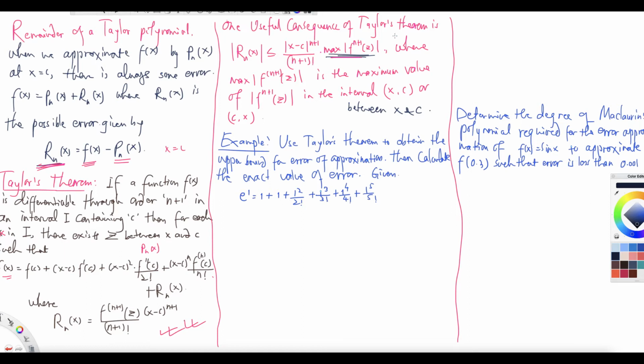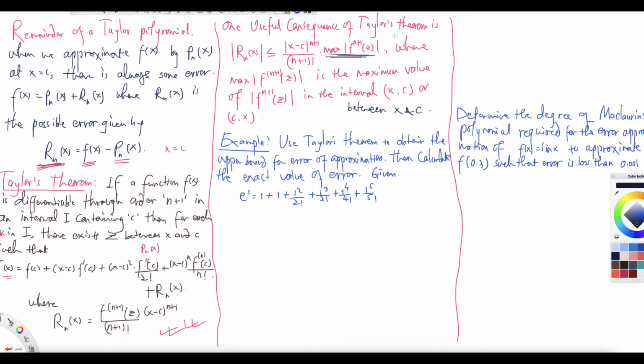Okay, so what it says is basically you can find out the bounds for the error. How big or how small the error is, you can basically find out like that. And then we will see two examples.